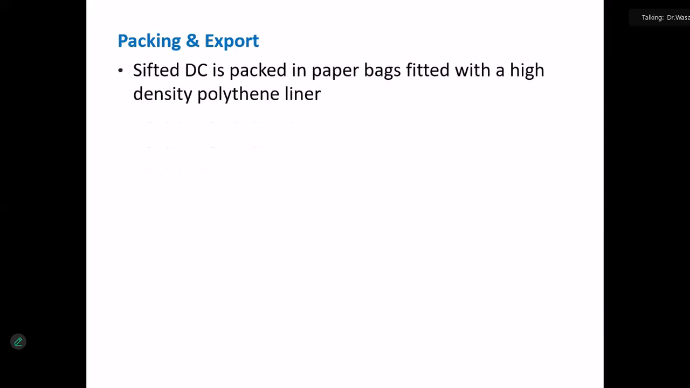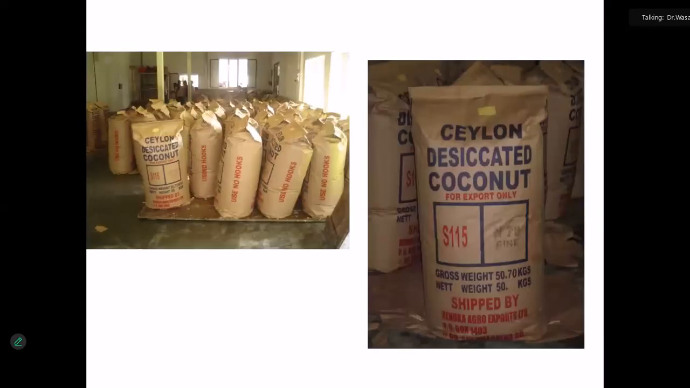Packing again, you are putting it in a bag. So you can see here, these are the packing structures in Sri Lanka. Normally you can see these are paper bags. Inside you can see a polythene liner. What should be mentioned on the bag? What information should be on the bag?